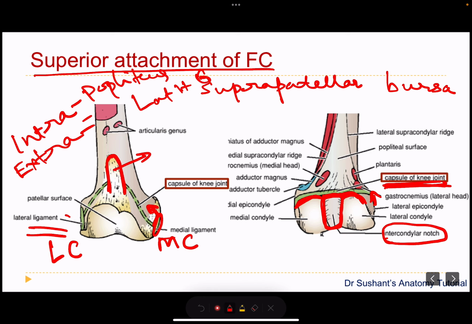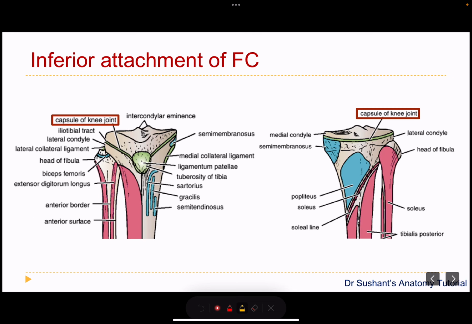So the attachment of the fibrous capsule: first the upper margin of the intercondylar area, then the articular surface of the medial and the lateral condyles of the femur close to the articular margin, along the medial side and the lateral side, 1 centimeter above the articular margin. So on the lateral side it includes the tendon of the popliteus within the capsule and the lateral head of the gastrocnemius outside the capsule.